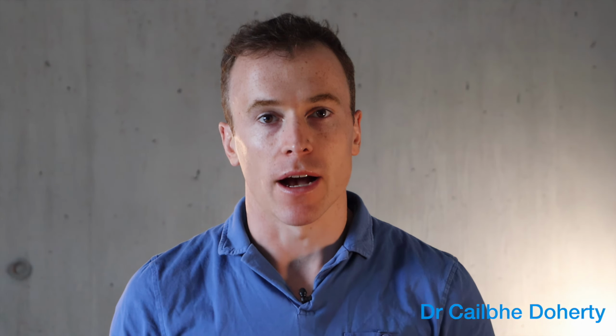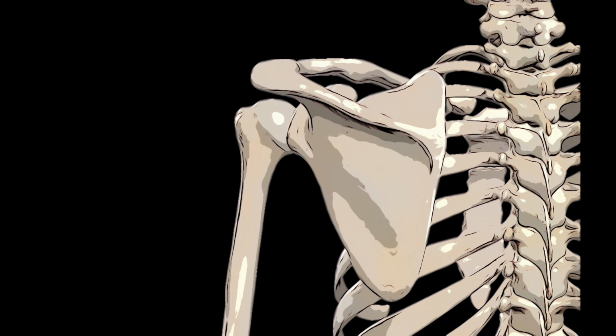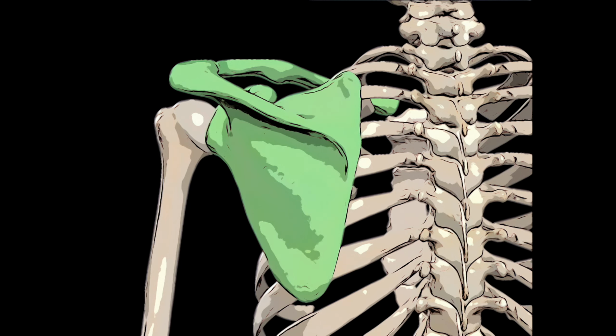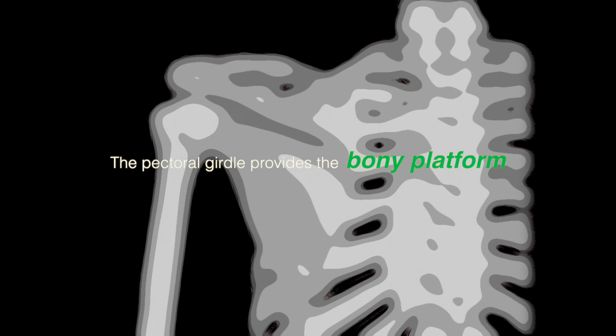In this lecture, the osseous, articular and muscular structures of the shoulder complex will be discussed. The pectoral girdle is composed of two bones, the clavicle and scapula. It overlaps the superior and posterior lateral aspects of the thoracic cage. The primary function of the pectoral girdle is to provide the bony platform for movements of the upper limb.